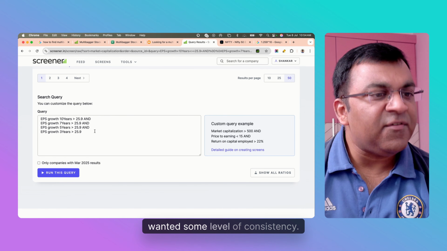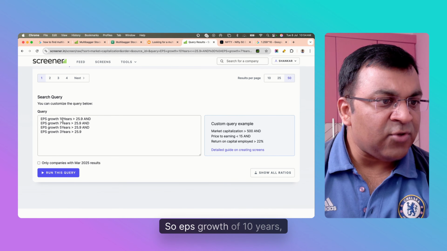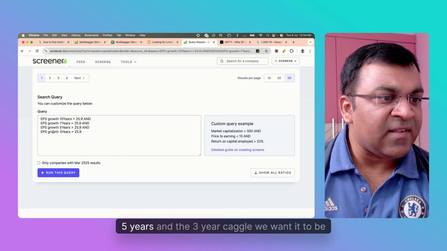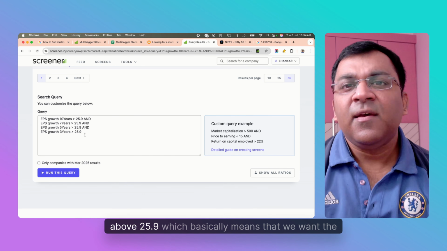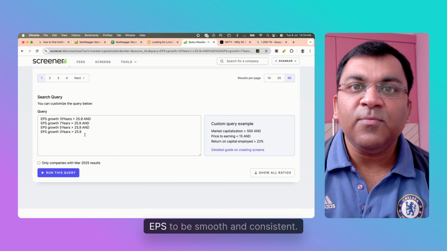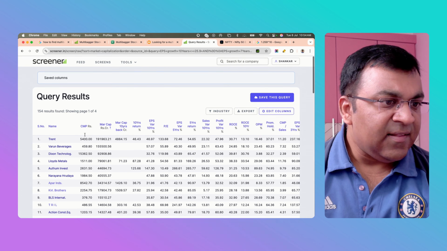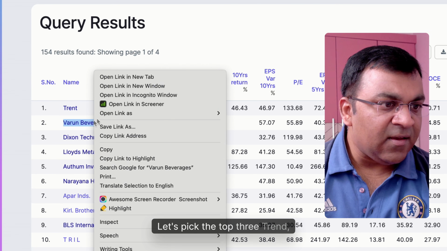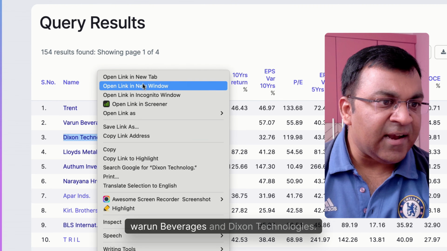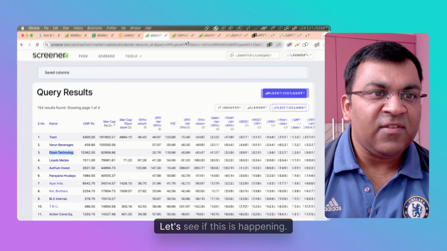And remember, we wanted some level of consistency. So EPS growth of 10 years, 7 years, 5 years, and the 3-year CAGR. We want it to be above 25.9, which basically means that we want the EPS to be smooth and consistent. Let's see if that's happening. Let's pick the top 3: Trent, Varun Beverages, and Dixon Technologies.